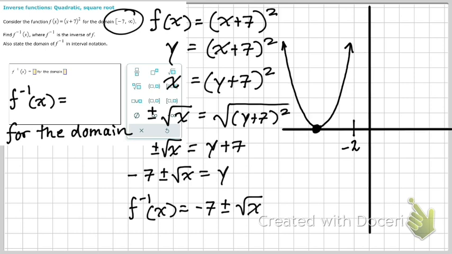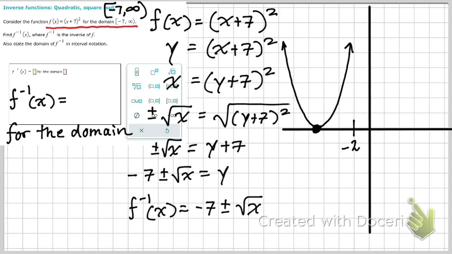So that's x plus 7 squared, but the function says f of x equals x plus 7 squared for the domain, and the domain is part of the function also. So for the domain, that's saying negative 7, again, that's a little bit difficult to read, but it's saying -7 to infinity. So -7 to infinity, those are the x values for which we are taking this function.